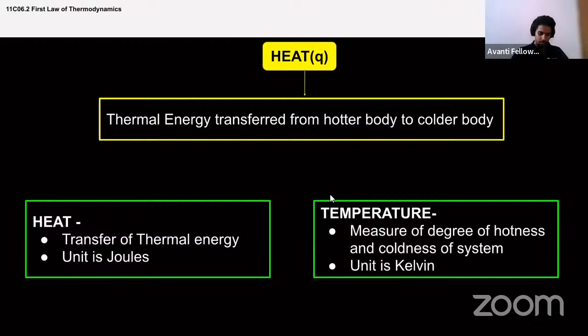Now, the unit of heat energy is joules, and the unit of temperature is Kelvin. Don't forget, whenever they give you any units of temperature and they ask for answers in temperature, try to mention it in Kelvin itself. Only when they mention it in degrees centigrade should you mention the answer in degrees centigrade. If not, mention it in Kelvin itself.